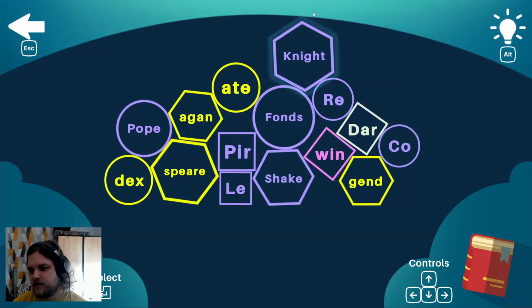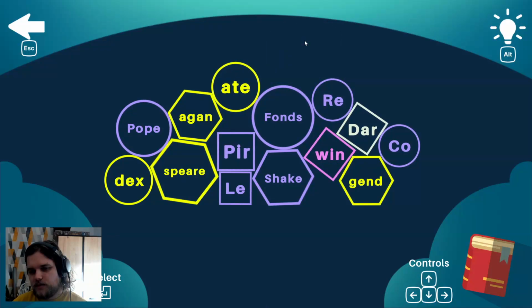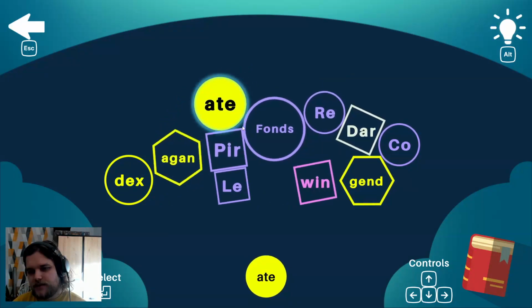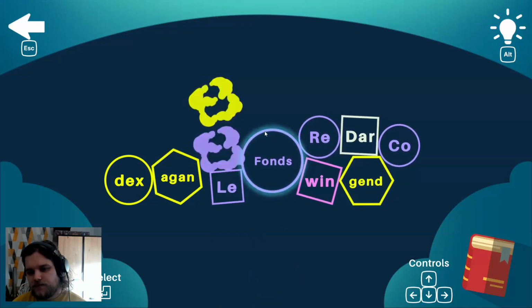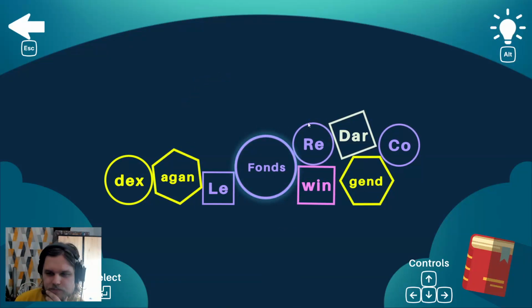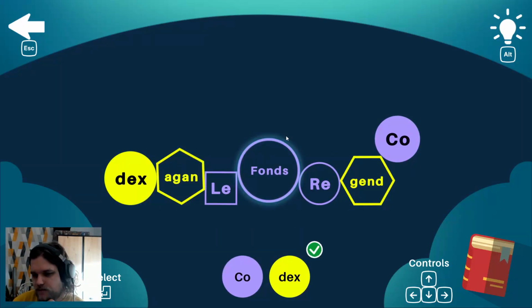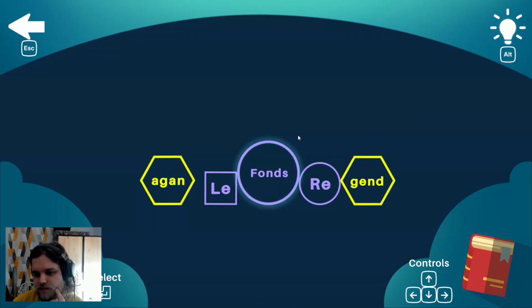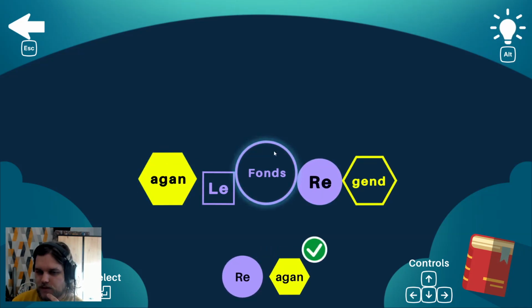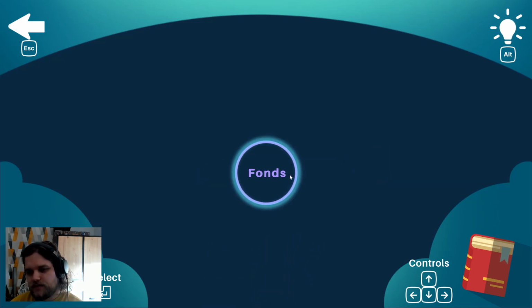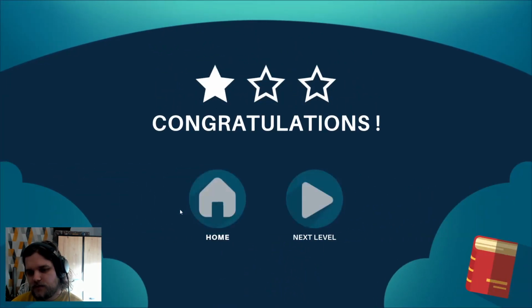Okay, so it's history. So a knight sounds reasonable. Pope, maybe. Shakespeare. Pirate. Find here. Darwin. Codex. A legend. And some fonts.